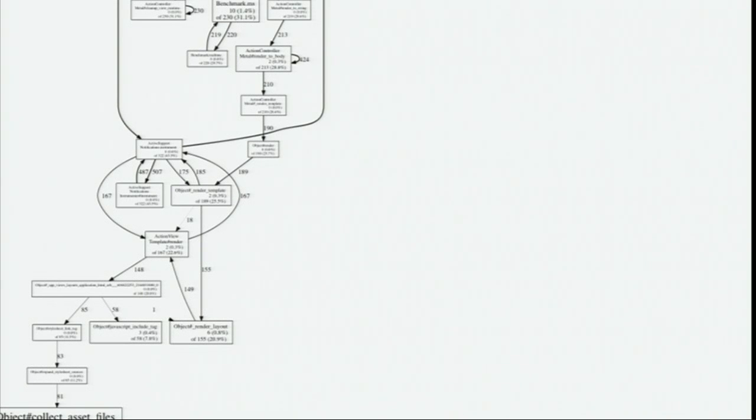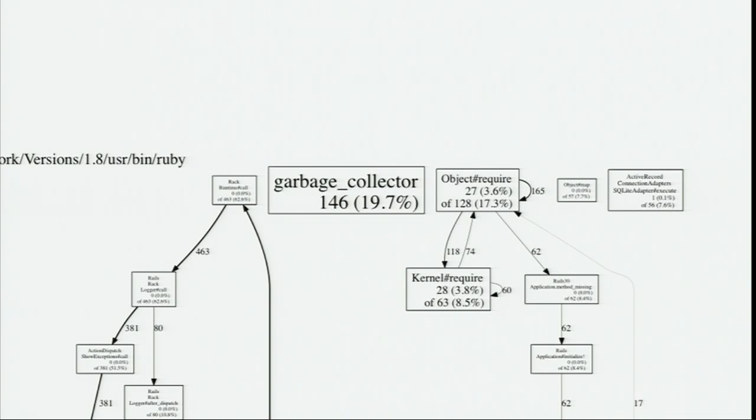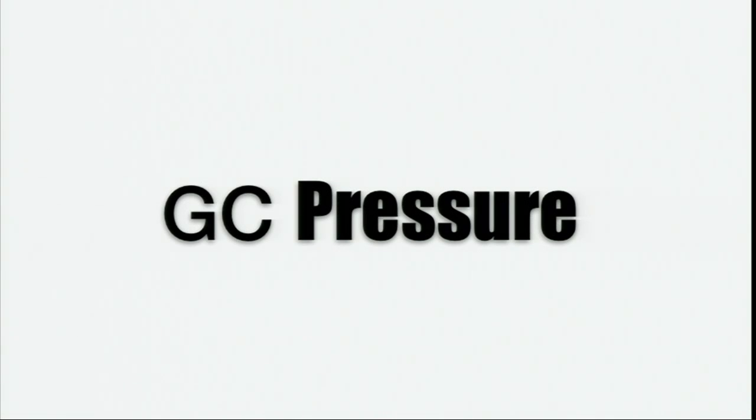So where is this time going? It's going to our garbage collector. We're putting a lot of GC pressure on Ruby. And I guess this is the part where I have to say maybe you should use Rubinius or JRuby or something like that, or REE.